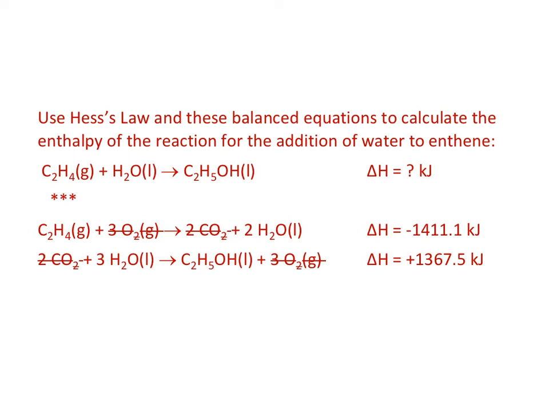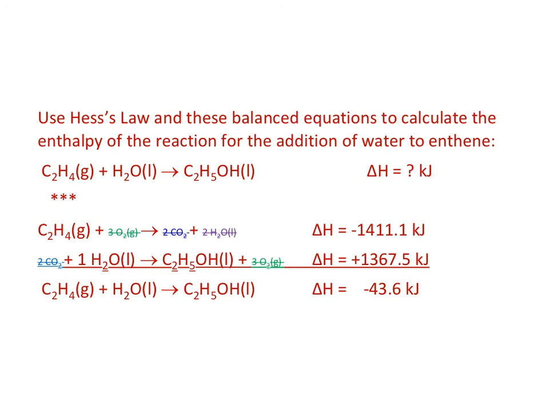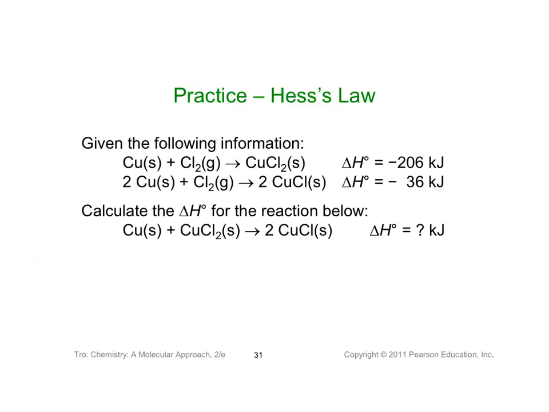Right, so we're now crossing out things that appear on both sides. We're getting to this final equation. We get to that final equation and add the two delta H's together, and it turns out to be minus 43.6. So a little practice, right?